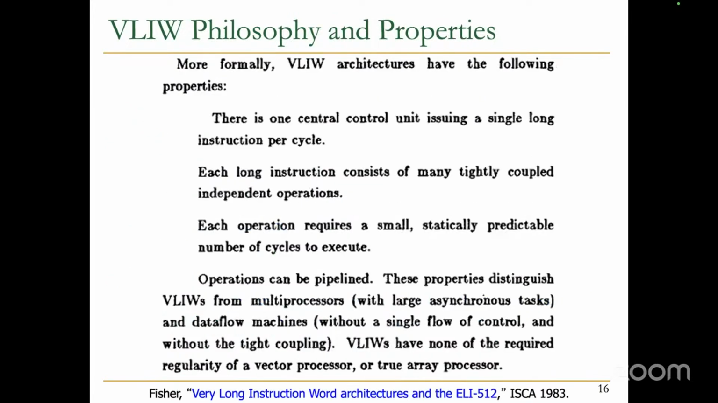Okay, so this is from Josh Fisher's paper. I think I've said everything over here, but maybe to say that each operation in a bundle requires a small, statically predictable number of cycles to execute. So this is good to think about. Statically predictable means whenever you're doing compiler, you know how long the instruction takes. That's not the case, unfortunately, for especially memory instructions. But that's also not the case for some other instructions if you do some optimization.